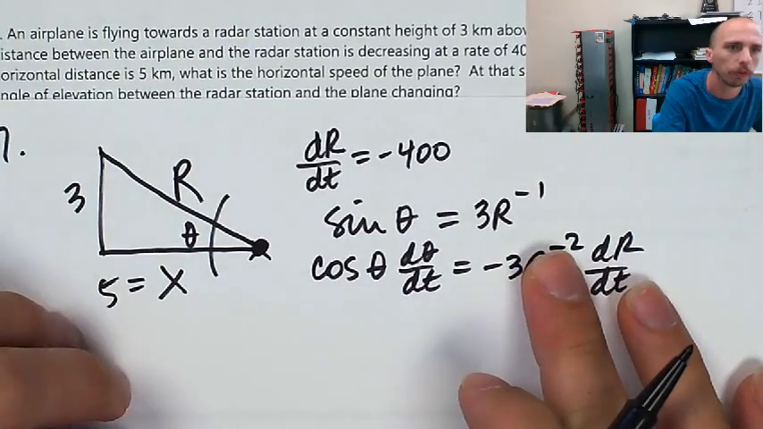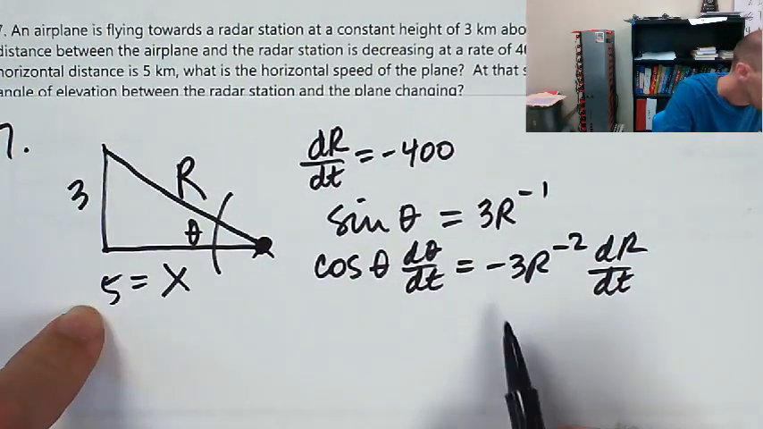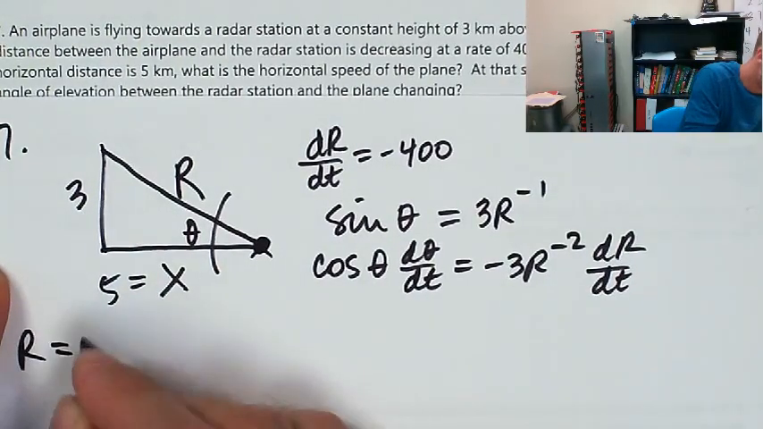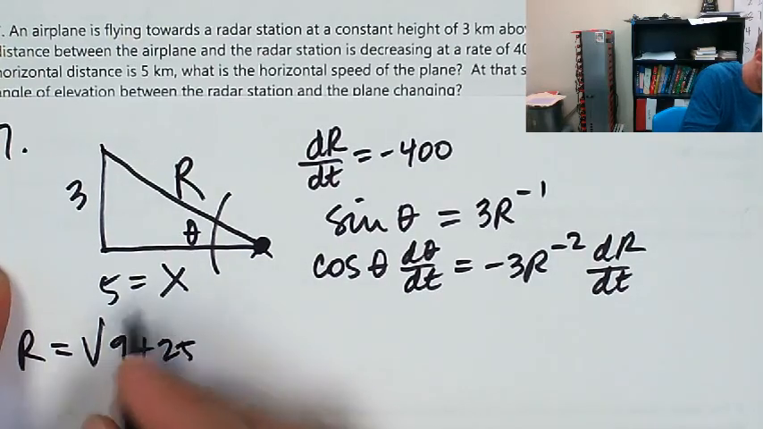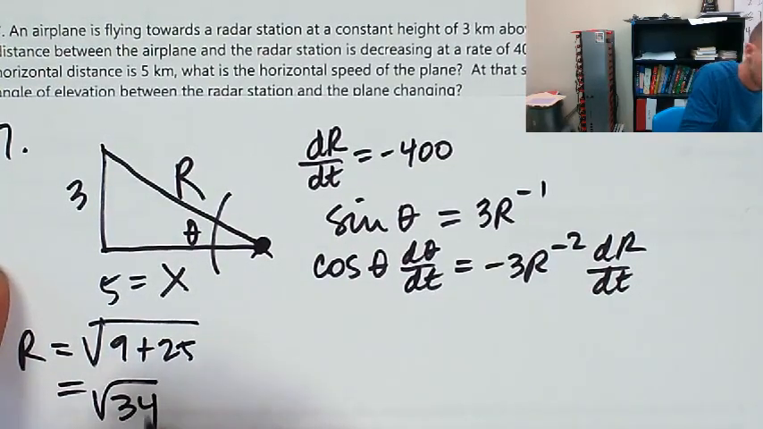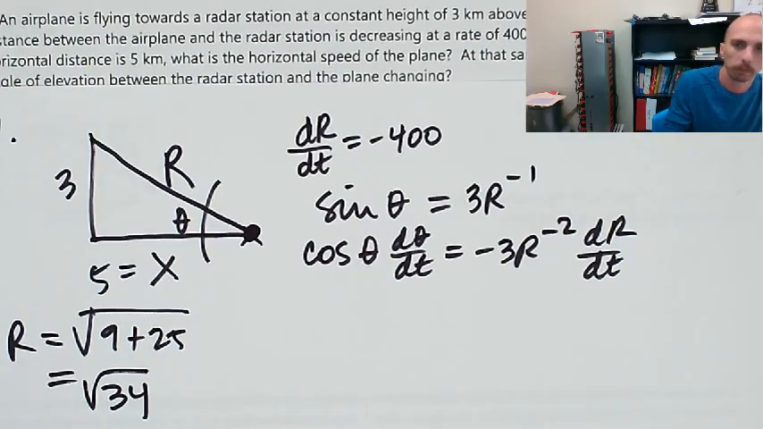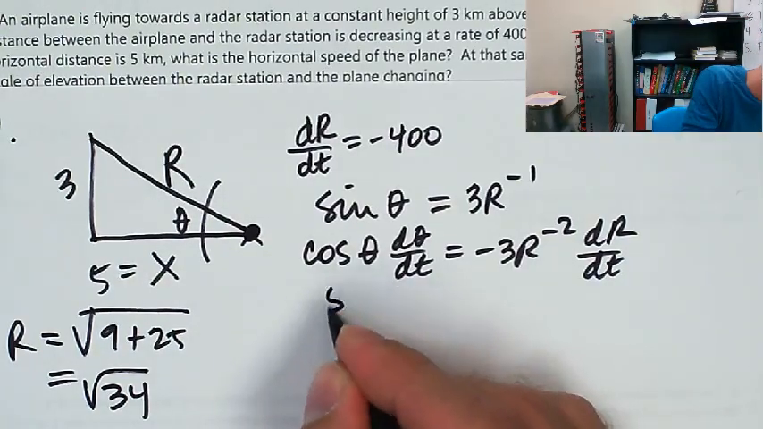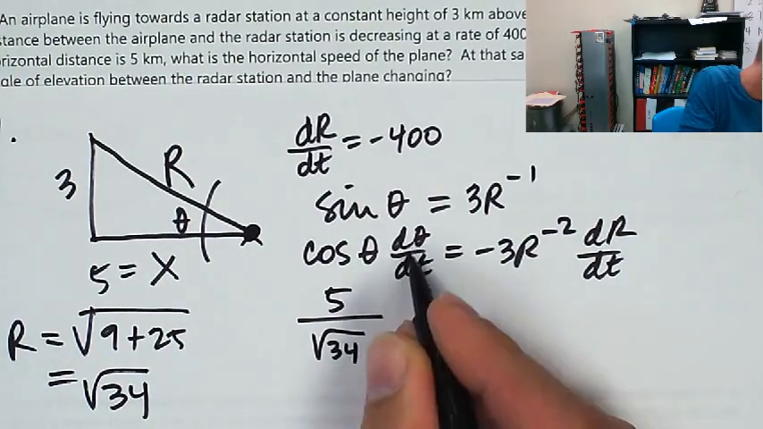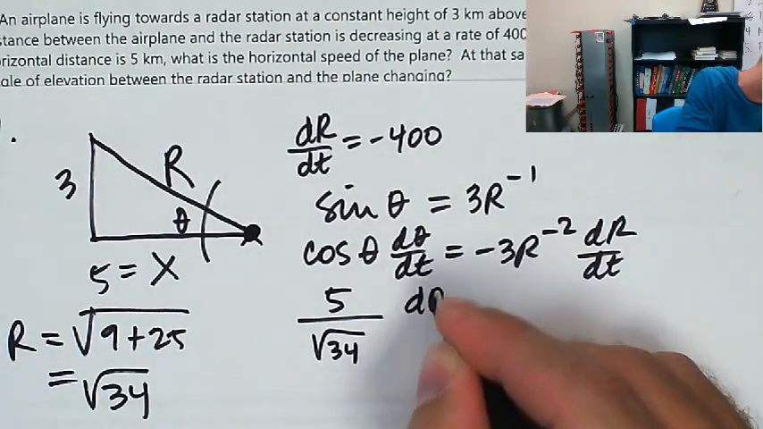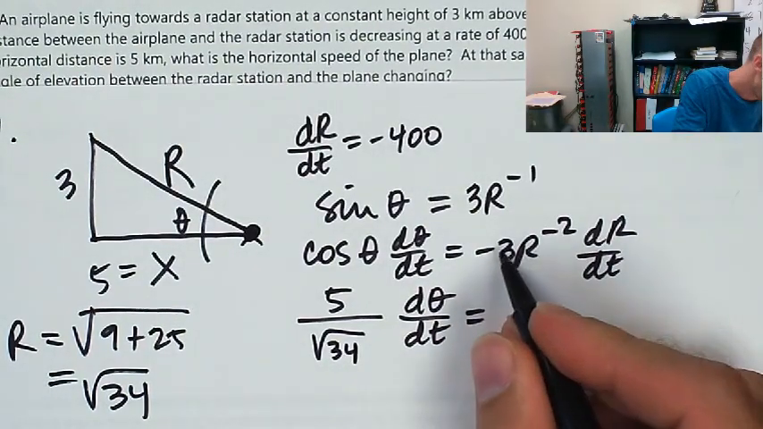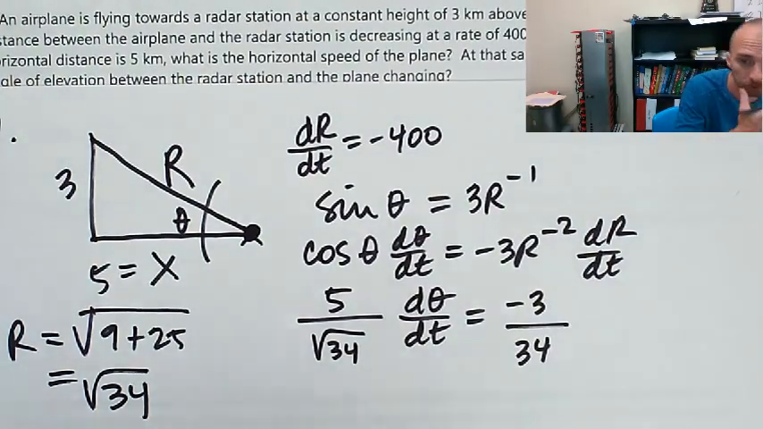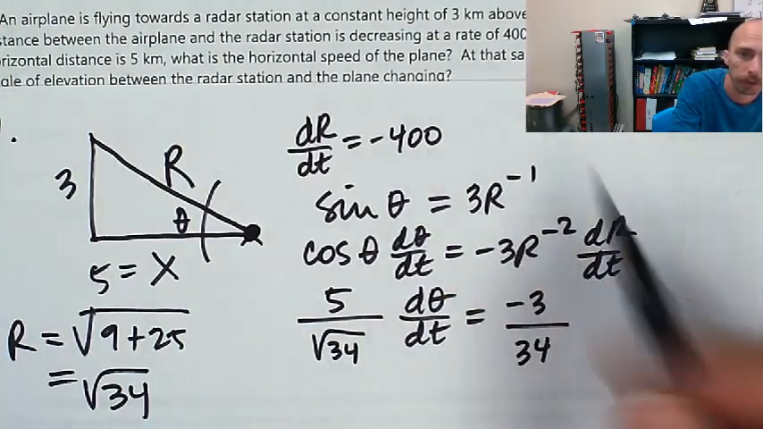Let's just plug the stuff in. So if this is 5 and that's 3, r equals the square root of 9 plus 25, which is 34. Okay, that's probably not ideal, but we can work with it. Cosine theta is going to be the adjacent over the hypotenuse, 5 over root 34, times dθ/dt, which is what I'm hoping to find. Negative 3 over r squared, which is 34. Well, at least there's that. Times dr/dt, which was negative 400.